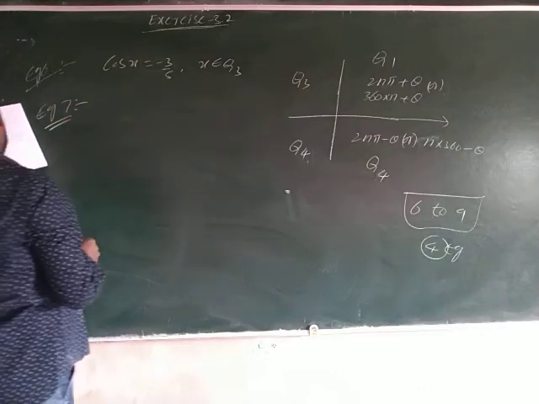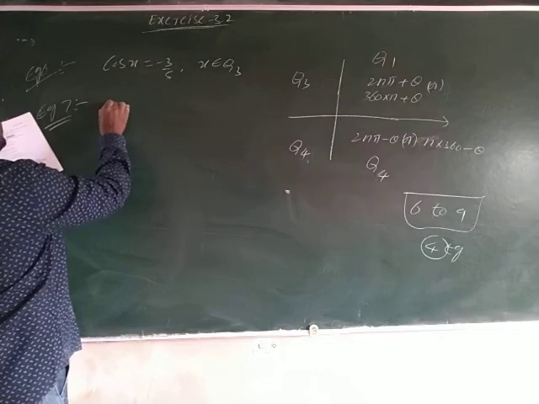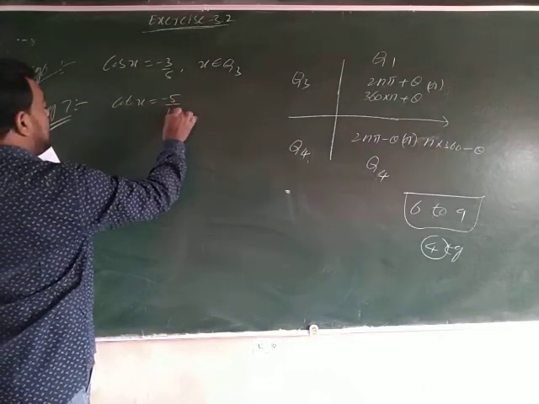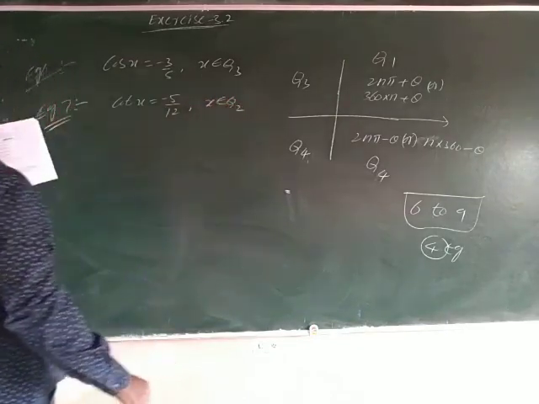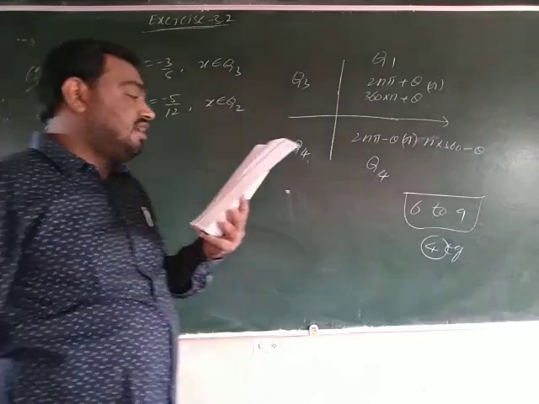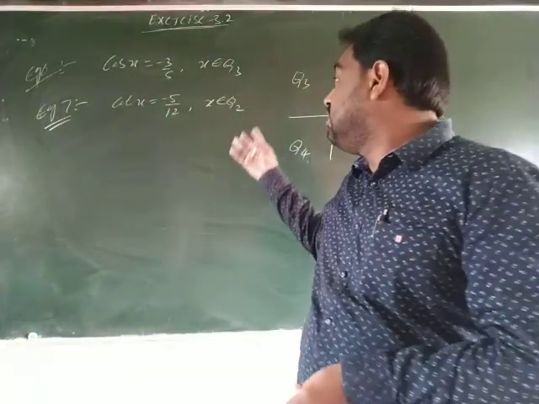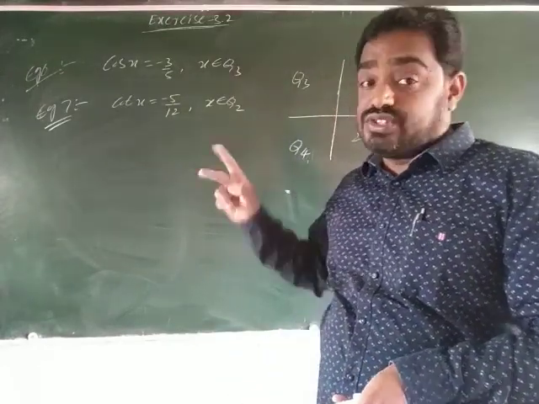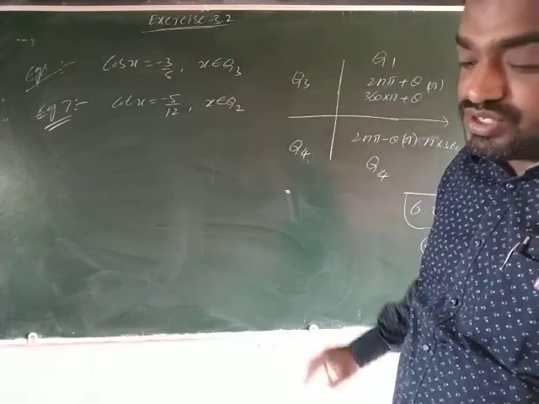The seventh example also uses a similar method. If cot x is equal to minus 5 by 12 and x lies in the second quadrant, find the values of the other 5 trigonometric functions. This you can also easily find. First 1 to 5 questions we solved, so in the same method you solve these 2 questions.